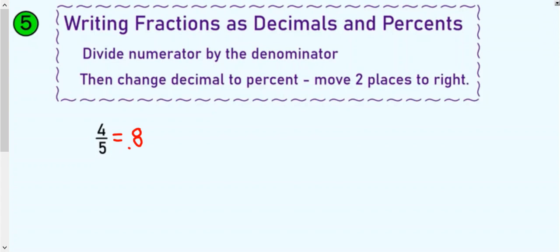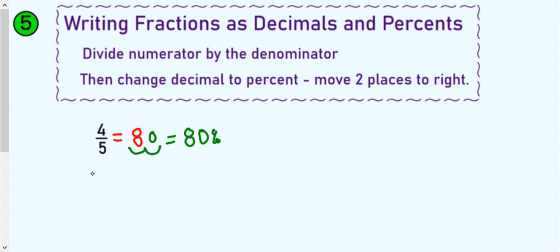Alright, so dividing our numerator by denominator, we get a decimal of 0.8, and then to turn that into a percent, we're going to move it 2 places to the right, so we go 1, 2, and add our 0, and then this would be equal to 80%. So 4/5 is equal to 80%.